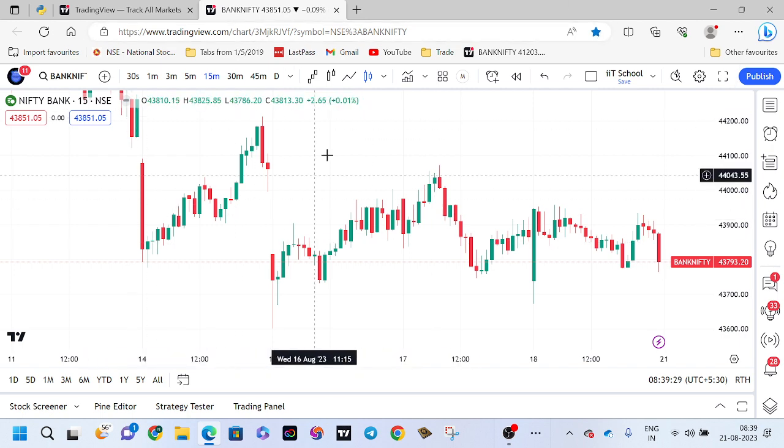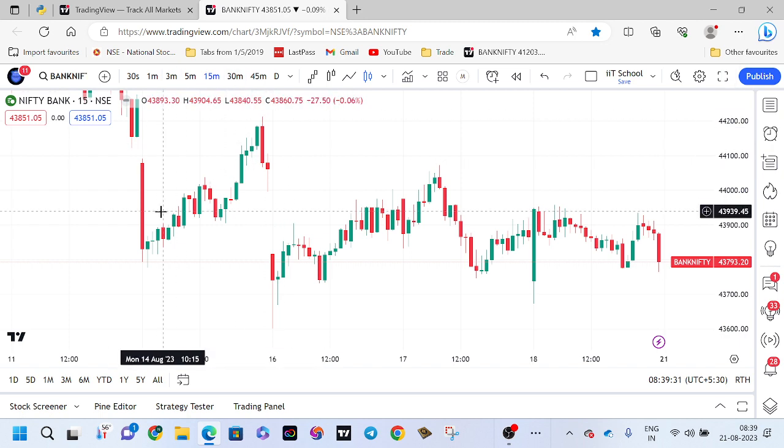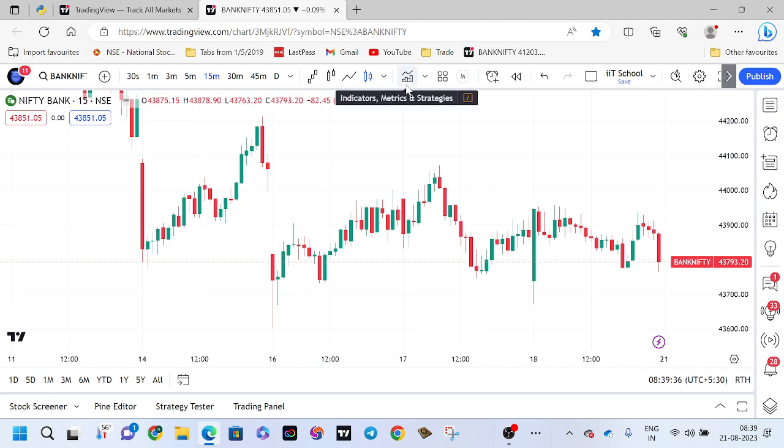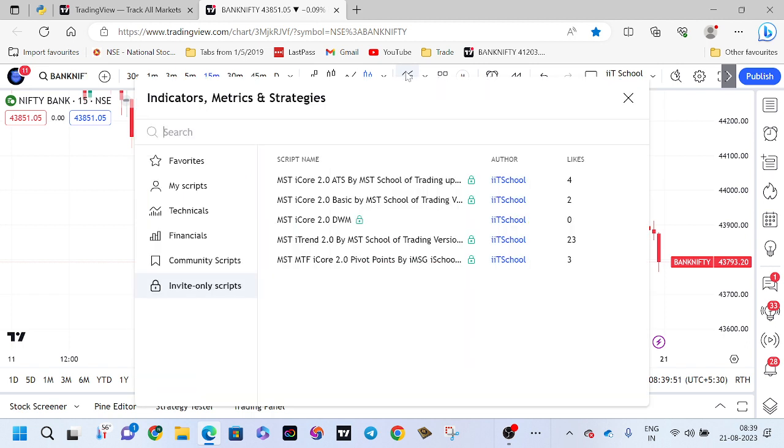After having created a free account in TradingView, you have to go to the indicator settings. Where is the indicator? Here is the indicator, see, I have kept the cursor on it. It will show you indicators, metrics and strategies. Once you go there, give a click on it. After that, scroll down past favorites, my scripts, technicals, financials, community scripts, and finally you will reach the place we wanted to reach, that's invite only scripts.